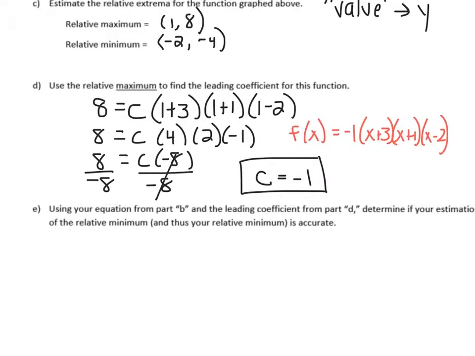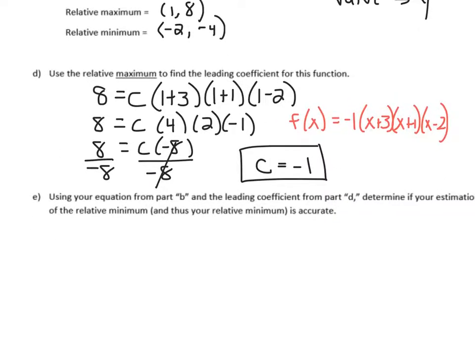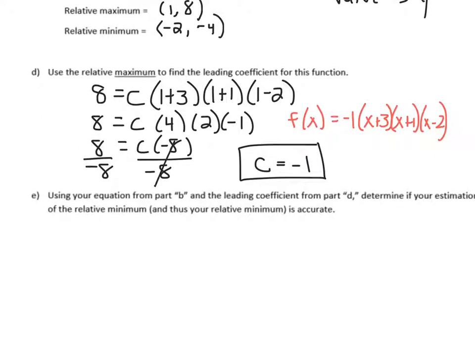All right, it says, using your equation from part B and the leading coefficient from part D, so that's what we did right here. We kind of put it together as an equation. Determine if your estimation of the relative minimum is accurate. All right, well, we estimated the relative minimum to be negative 2, negative 4. So why don't we take this negative 2 and replace it for all of our x's in our function? And why don't we take this negative 4 and replace it for the y in our function and see if the left-hand side of the equation equals the right-hand side of the equation.